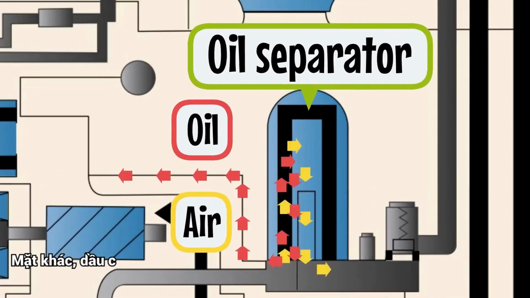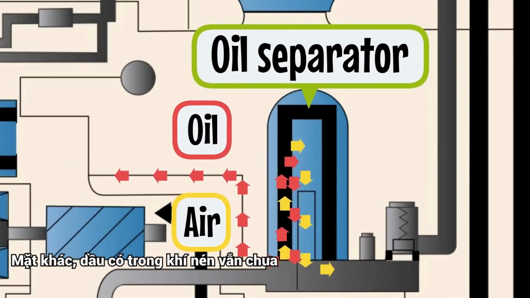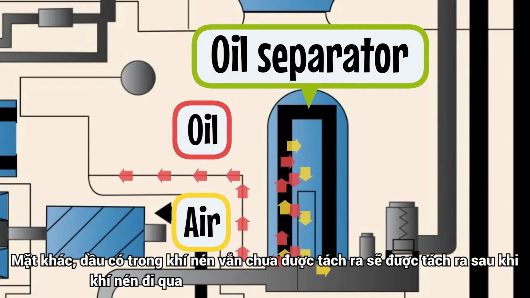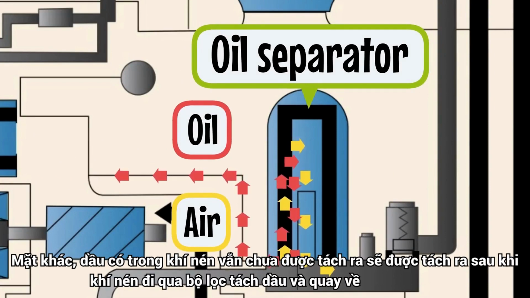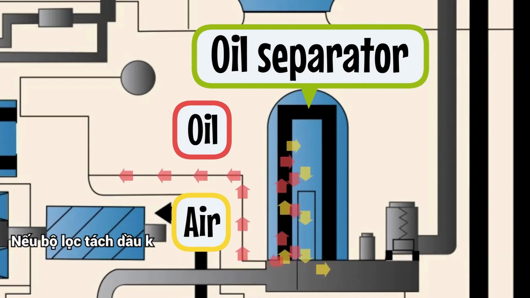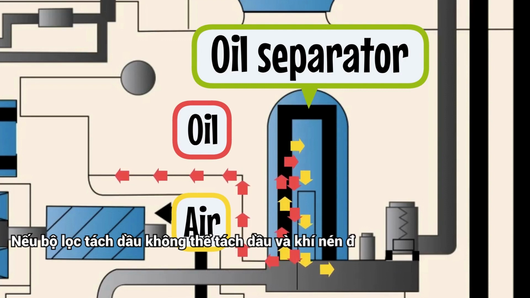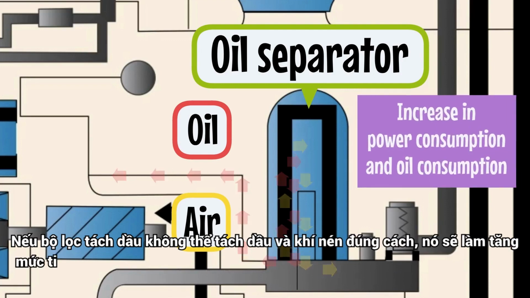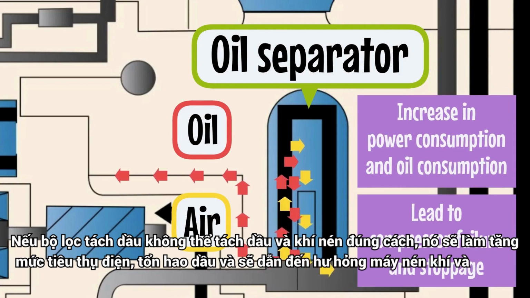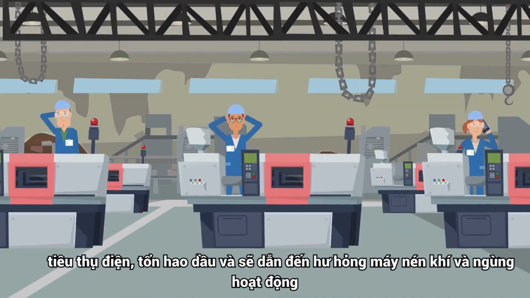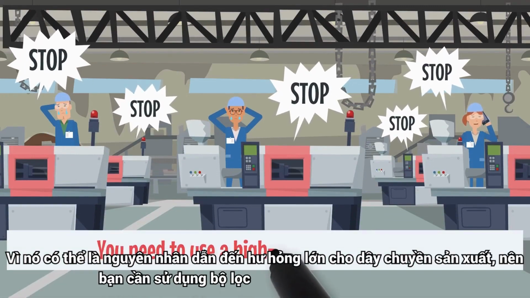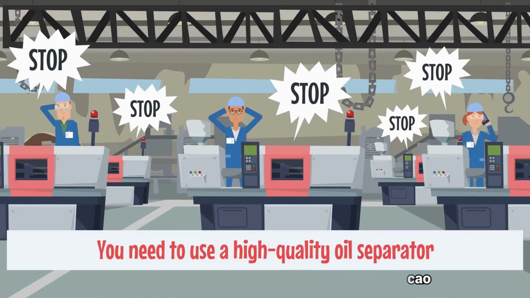On the other hand, the oil contained in the compressed air that remains without being separated in the oil case returns to the air end after being separated from the air in the oil separator. If the oil separator cannot properly separate the oil and air, it will cause an increase in power consumption and oil consumption, and will lead to compressor failure and stoppage. Because it may lead to major damage to the production line, you need to use a high-quality oil separator.